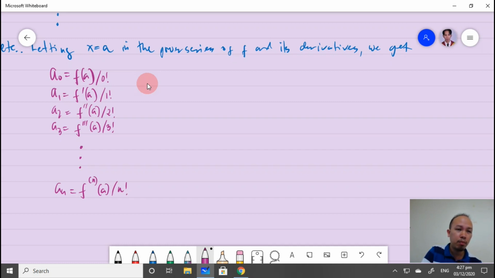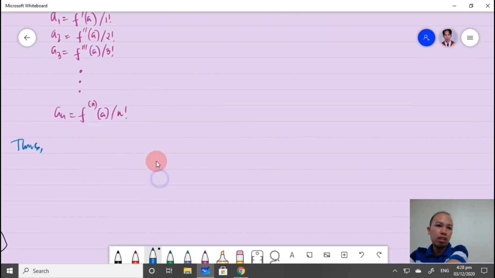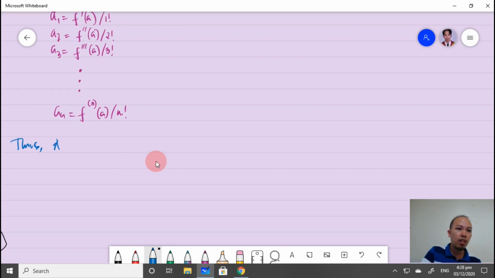But if you evaluate the fourth derivative, the fifth derivative, and so on and so forth, then this will become ugly. Okay, so in general, this is the form of a sub n. So what will happen here to our star?